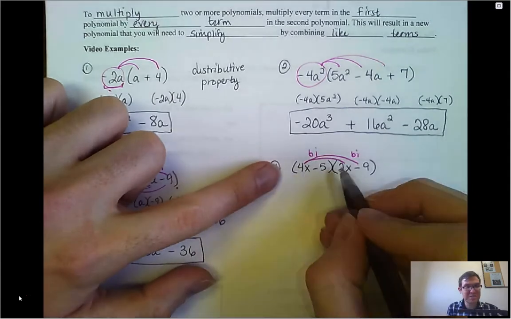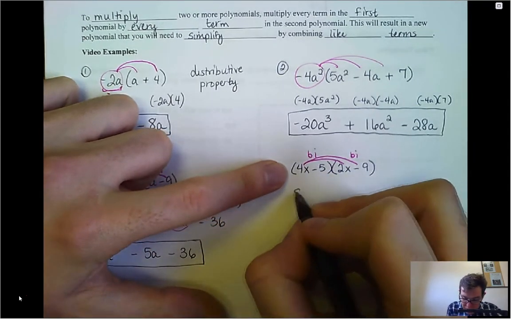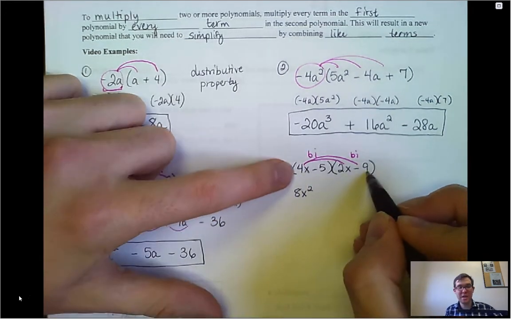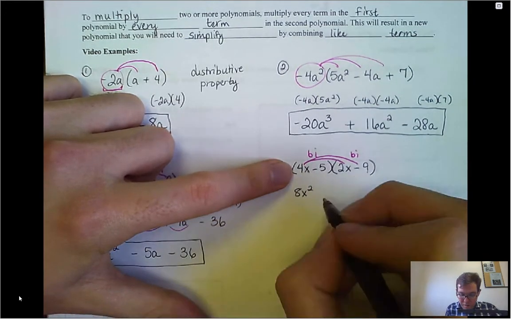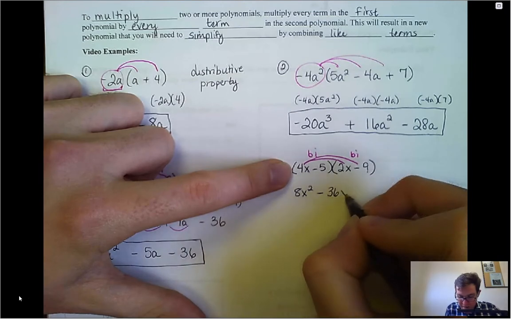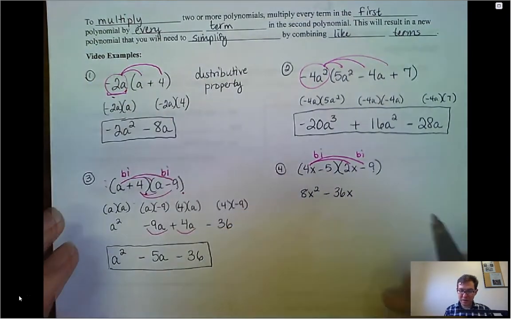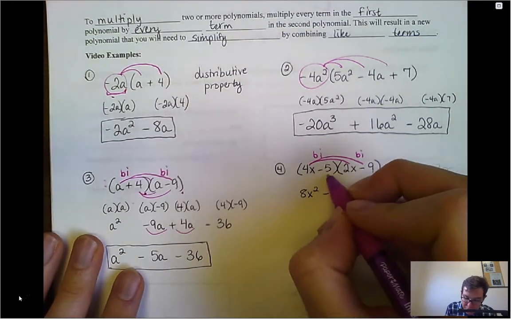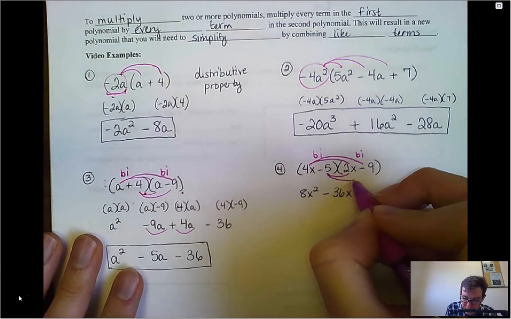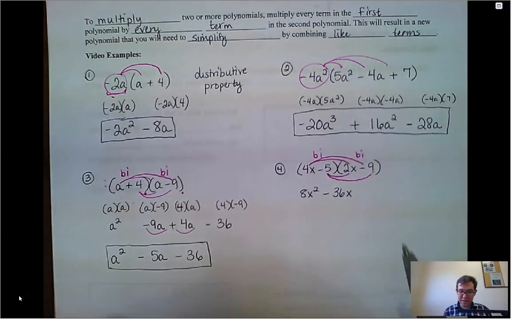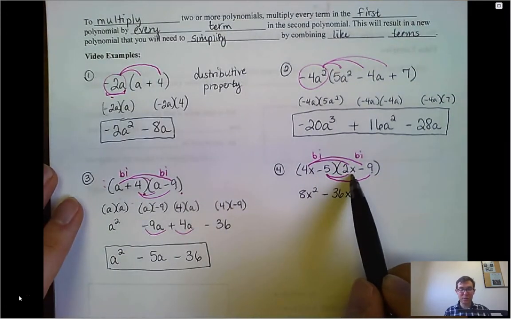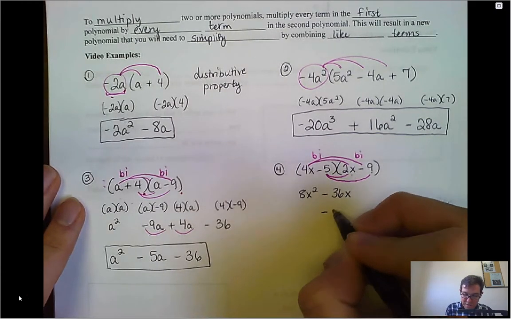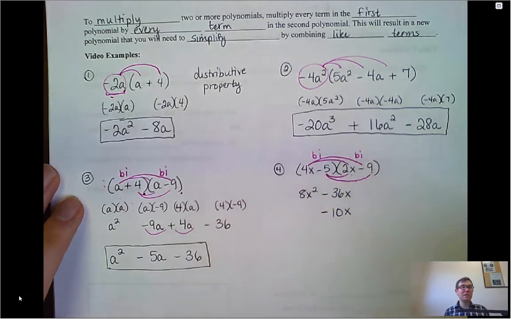So if we do 4x times 2x, that's going to give me 8x squared. If I do 4x times negative 9, that's going to give me negative 36x. And then if I multiply the next term by every term, the negative 5 by every term in the parentheses, then I'll take negative 5 times 2x, which will give me negative 10x. Now notice that negative 10x and negative 36x, they would be like terms.